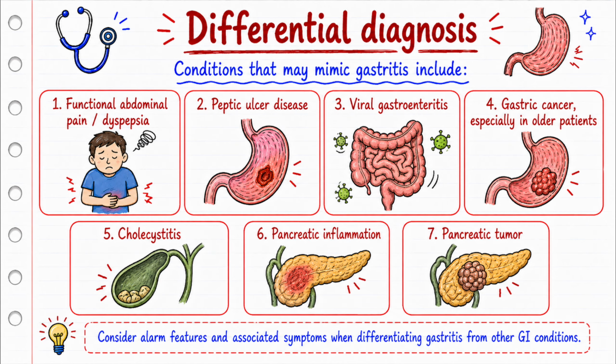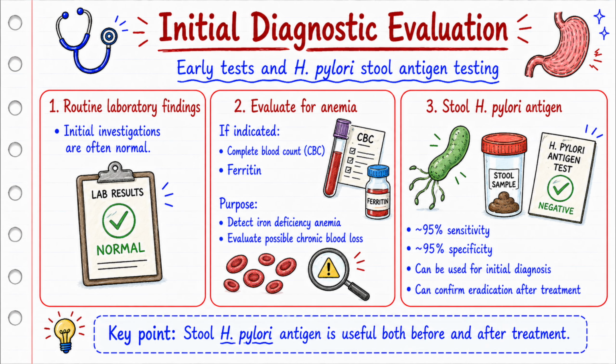Other possible causes of upper abdominal pain include cholecystitis, pancreatitis, and pancreatic tumors. Therefore, age, symptom pattern, associated features, and alarm symptoms help guide further evaluation. Once the differential diagnosis has been considered, we can proceed to the initial diagnostic evaluation.